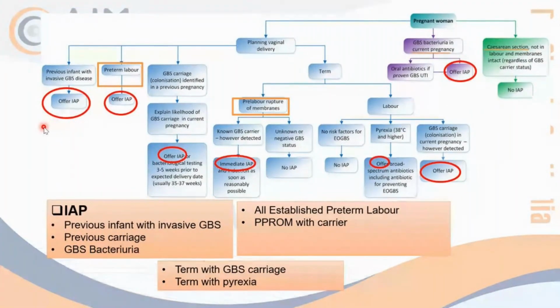Okay, great. So I hope now you are very clear about GBS. And once you understand that you have to give IAP in labor or rupture of membrane with IOL, you are almost clear about when you are going to start your IAP.